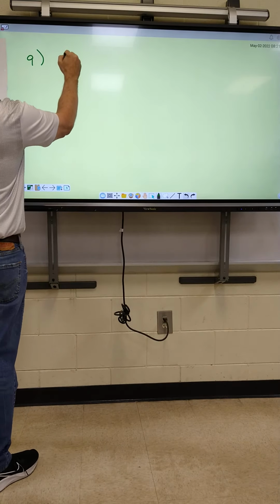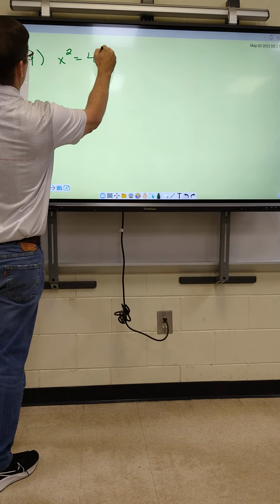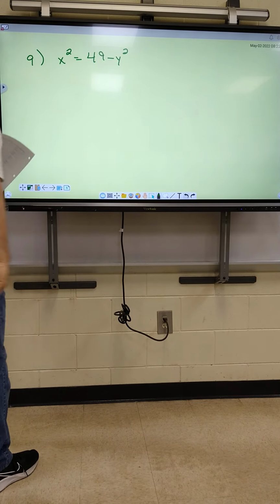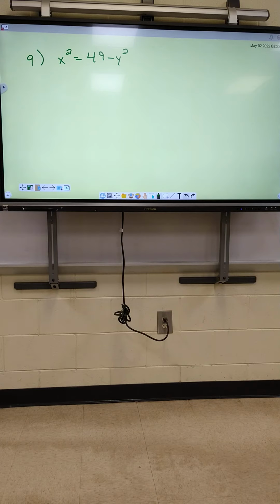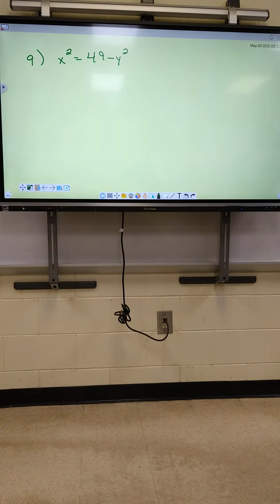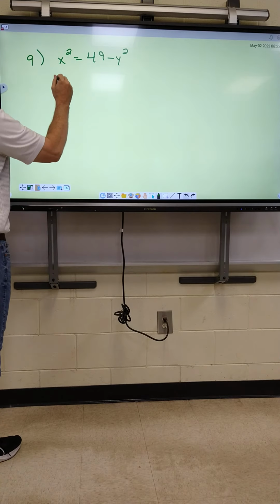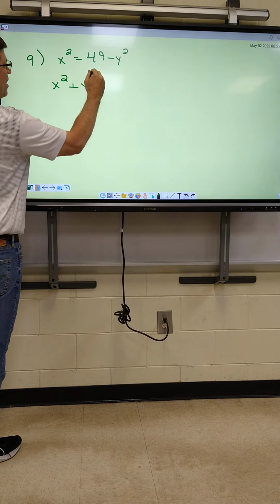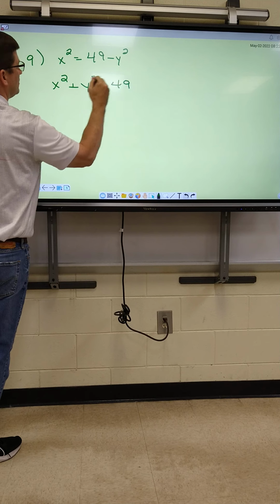All right, number 9, I got x squared equals 49 minus y squared. All right, how is this one not in standard form? What's wrong with it? Yeah, x and y are not on the same side. All right, so what we're going to do is move our minus y squared. So I got x squared plus y squared equals 49.